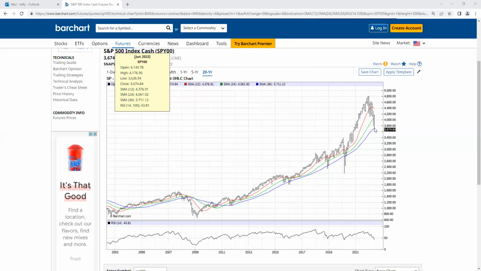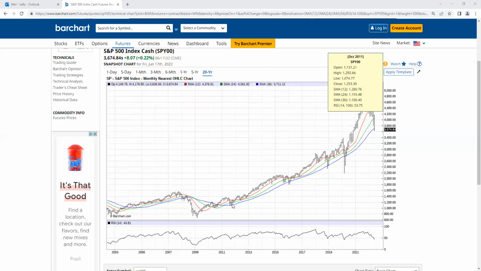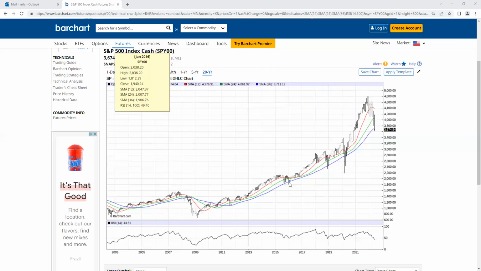Now, this is an area where we could bounce out of, but you can see that it tests the long-term average here in 2011. It tested it and broke in 2016, but it didn't last very long under the blue line and got back above it. So that's why this is very important. Right here, we broke it again in 2018 when the Fed was hiking, but it got right back above it.